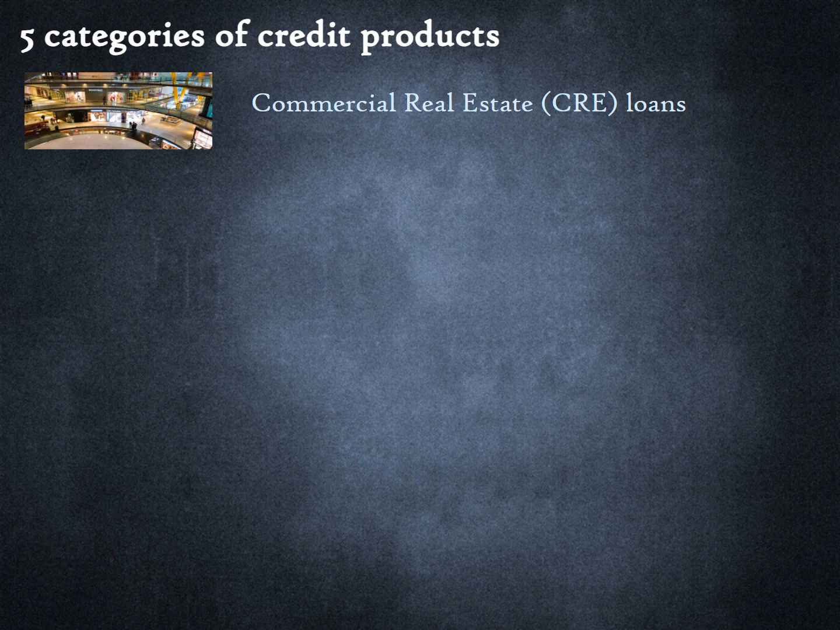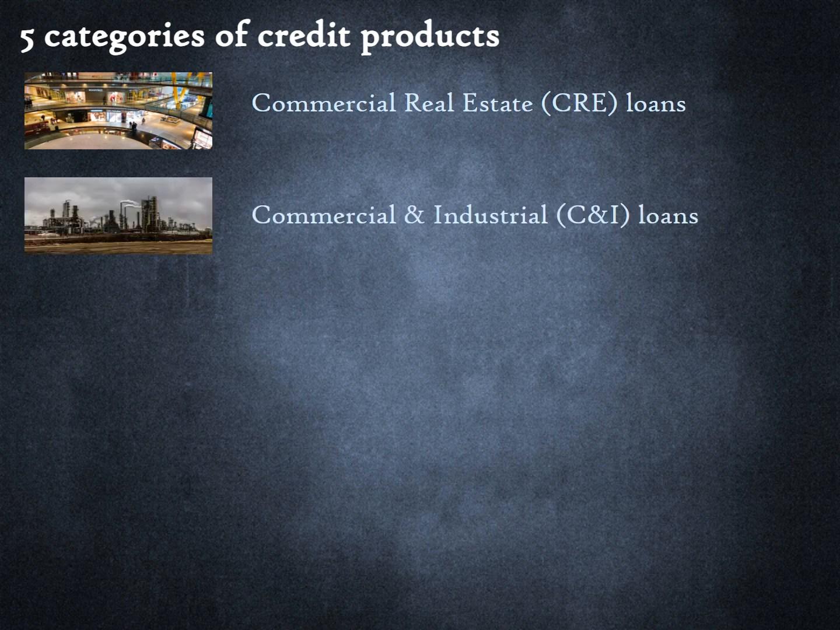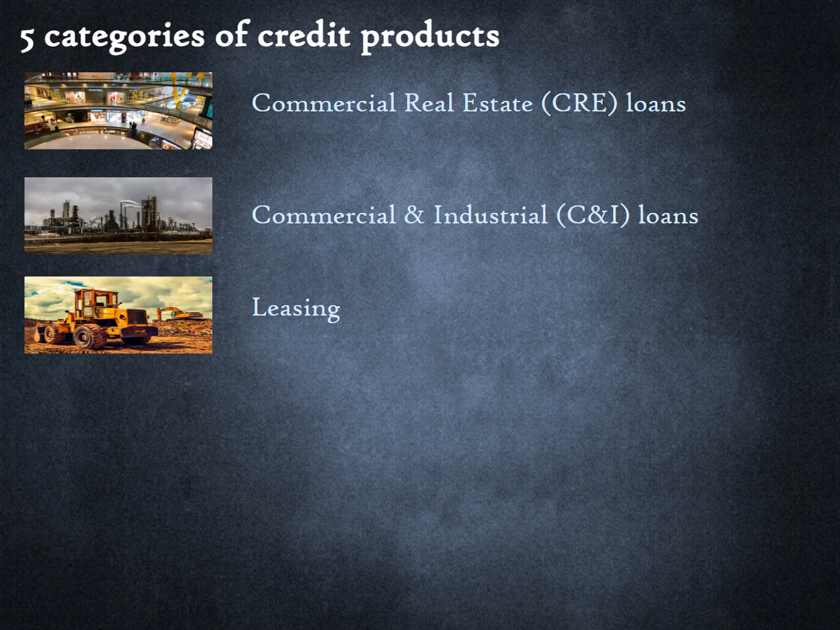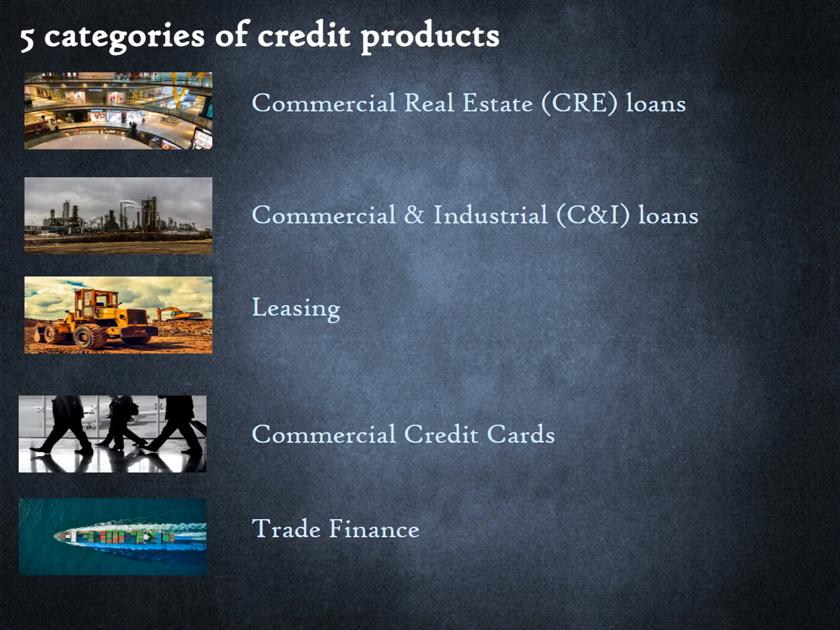Credit products refers to banks lending to businesses. Credit products can be grouped into 5 big categories. These are commercial real estate loans, commercial and industrial loans, leasing, commercial credit cards, and trade finance. We will next take a look at each of these categories.